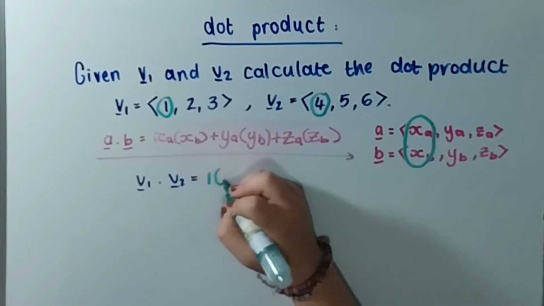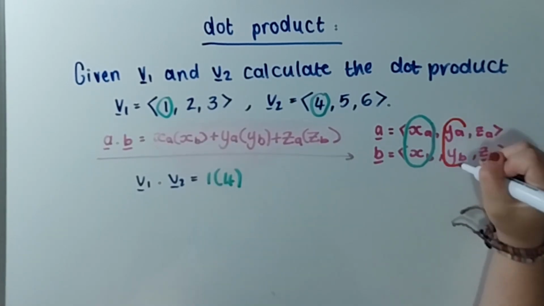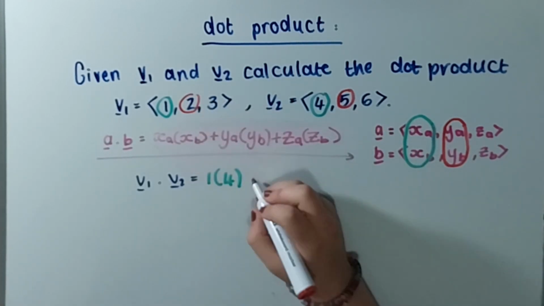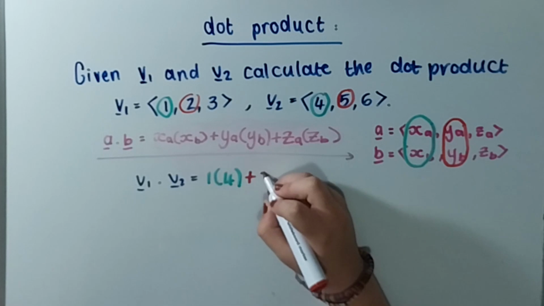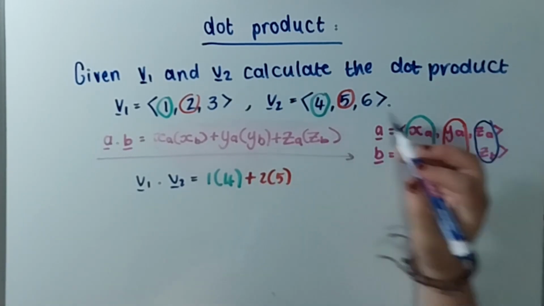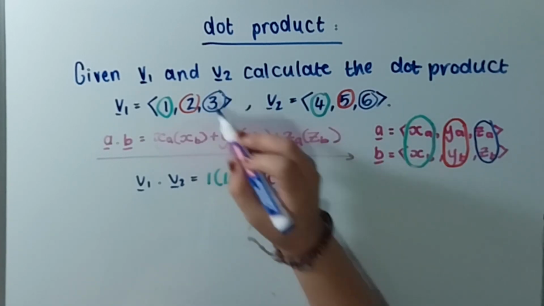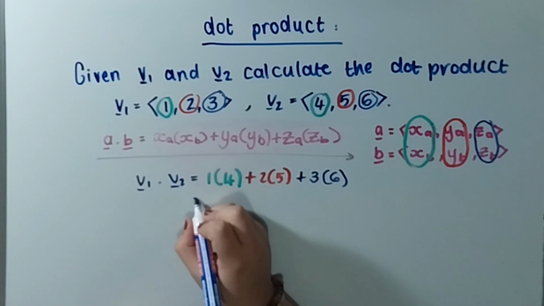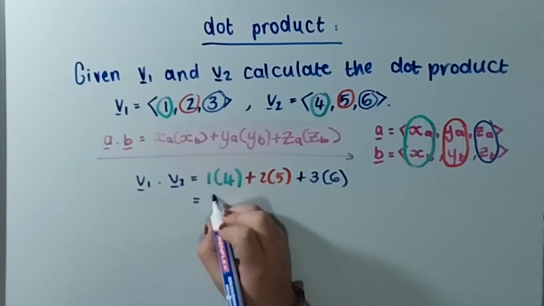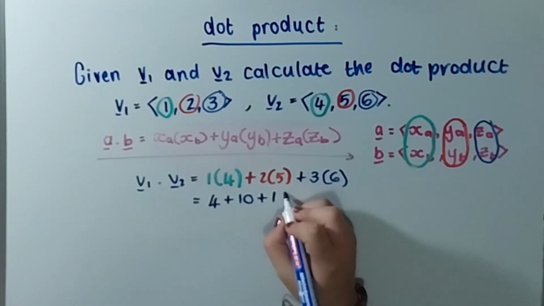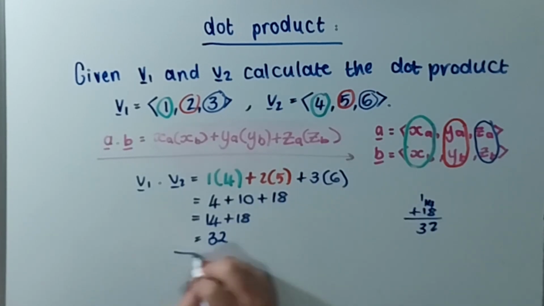is 1 times 4. Then we multiply the second two, which is 2 and 5. So we say plus 2 times 5. And then we have our third group, which is 3 and 6. Plus 3 times 6. Now you just simplify. So 1 times 4 is 4. 2 times 5 is 10. 6 times 3 is 18, giving you 32.